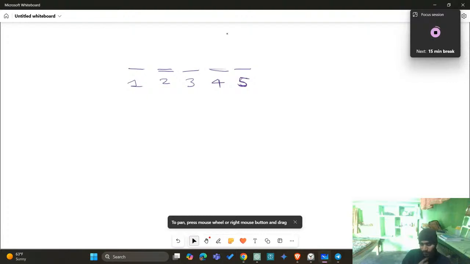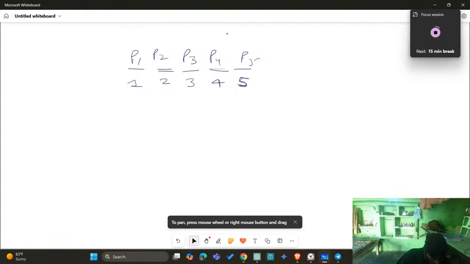1, 2, 3, 4, 5. So this is person one, place one; person two, place two; person three, place three; person four, place four; person five, place five. What this question is saying is exactly two people are at the wrong place. So what does this mean? Two people are in the wrong place.